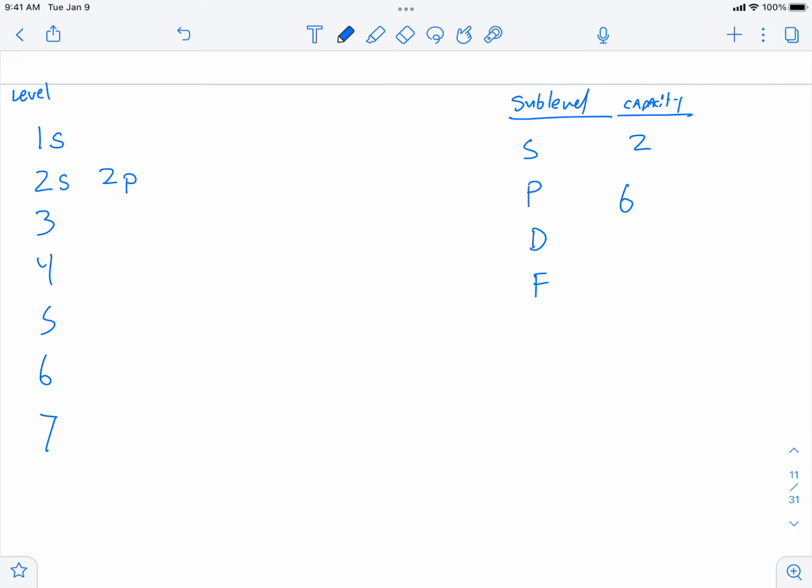Because there's 2, it's kind of like subfolders. One folder holds 2, one folder holds 6, but both of those folders are in the same level. So the whole level holds 8. Okay?